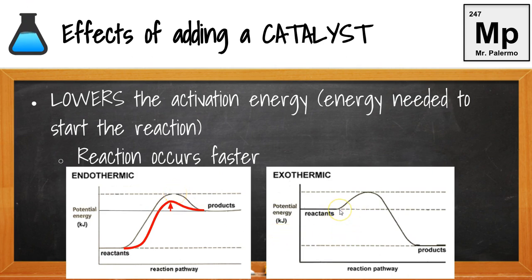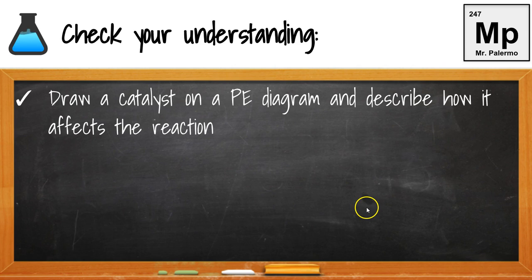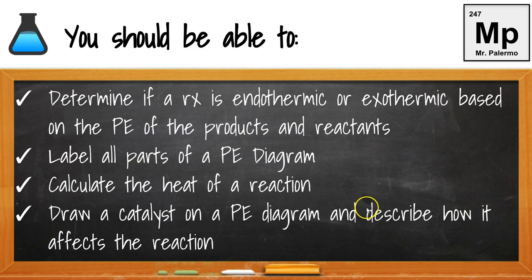We're going to start the reactant, same place, much lower bump, so much lower activation energy, and it gets to our products, so we're ending in the same place. So again, a decrease in activation energy makes the reaction happen faster. Let's check your understanding. Can you draw a catalyst on a potential energy diagram and describe how it affects the reaction?